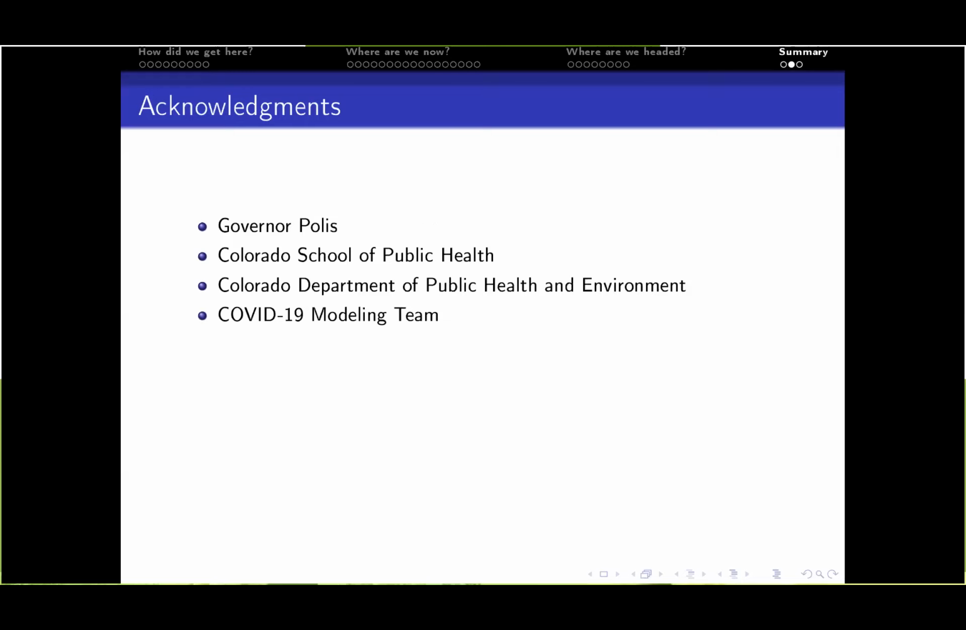Acknowledgements. Governor Polis for listening to the mathematicians and the epidemiologists and the rest of the people. A big thank you for the way that he's handled it. I think it's been very positive. The School of Public Health, the Department of Public Health and Environment, and the entire COVID modeling team, all of these really working in synergy to try to reduce the damage to the state at all levels of health and the economy.